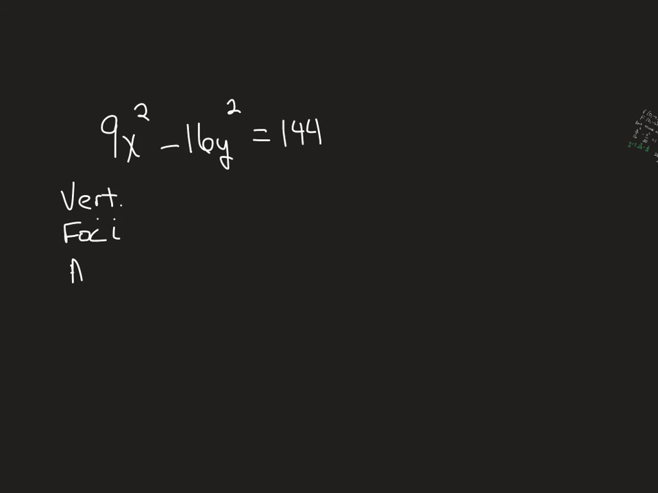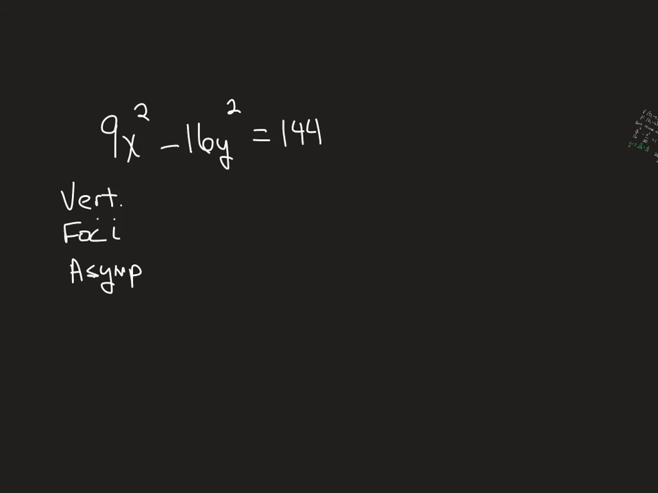All right, let's look at the equation 9x squared minus 16y squared equals 144. And I want to find the vertices, the foci, the asymptote, and then I want to graph it.